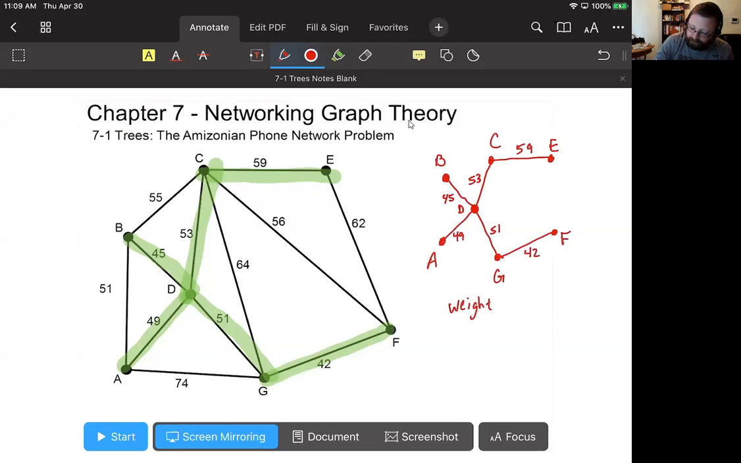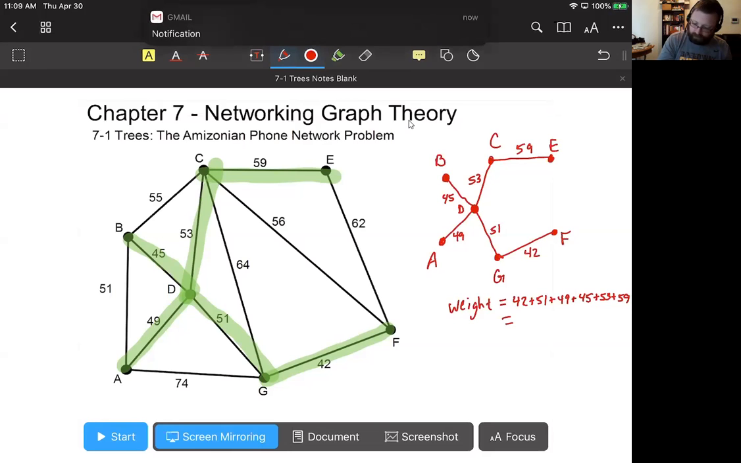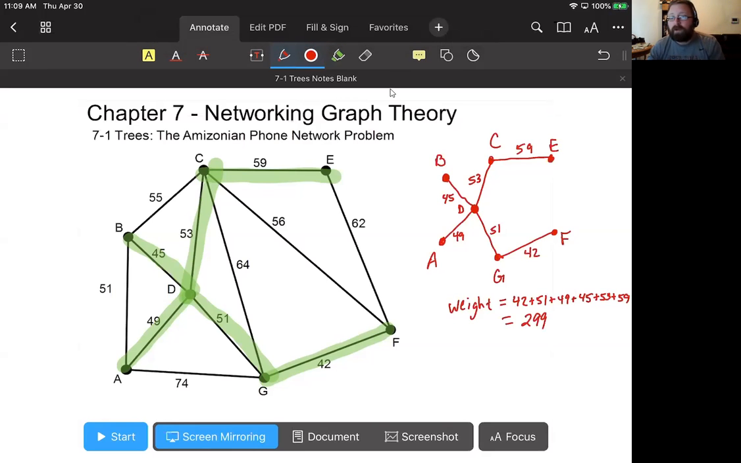Now, just like circuits and paths have, it does still have a weight. We could still add up all of those side lengths and get a weight. So this particular network would cost us $299. Now that's probably distance of some sort between these towns. That is the minimum network between these points.